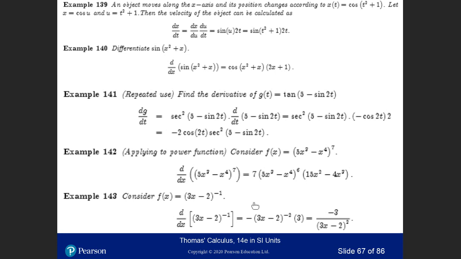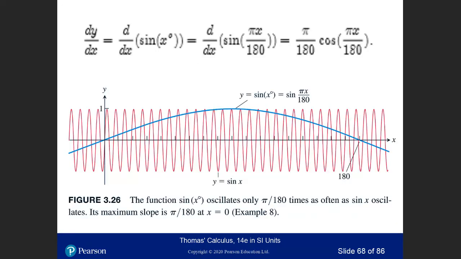Another example is this. F of x is 3x minus 2 to the power minus 1. So we know how to take the derivative of power functions. That's a negative power. I first take the derivative of, let's call this u, u to the minus 1, which is minus u to the minus 2. Now you take the derivative of u, which is just 3. And so I have minus 3 over 3x minus 2 squared. Okay, these were a couple of examples of the use of the chain rule.